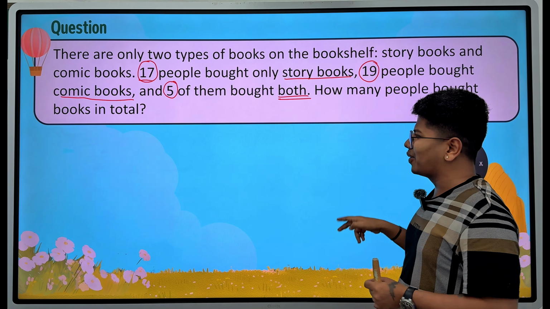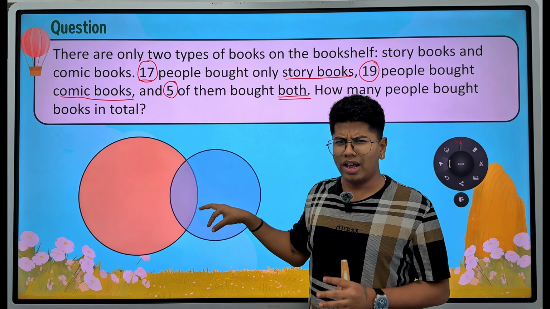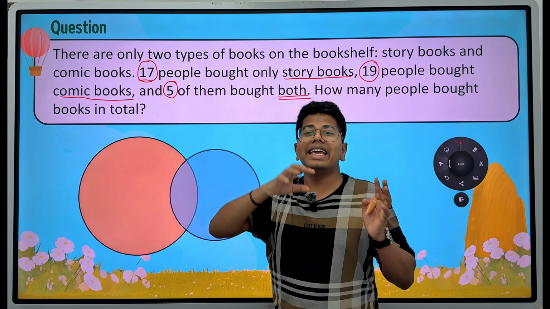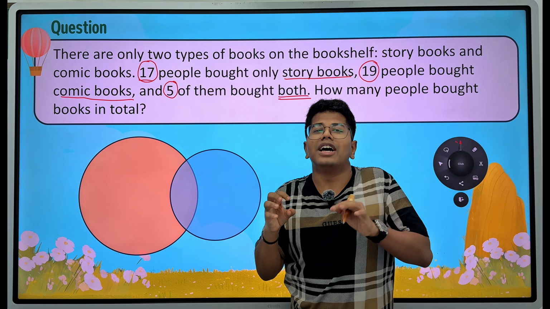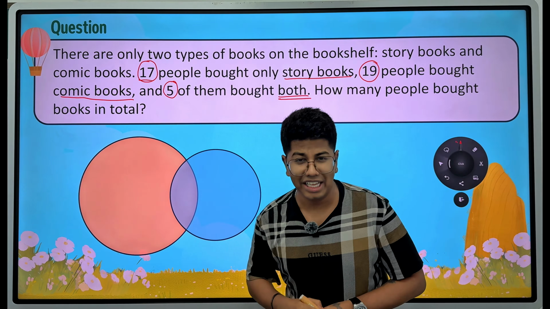So here let's say I draw the Venn diagram. Now one circle you can see is bigger, one is smaller. Because you can see the numbers here, 17 and 19. They are different numbers, one is bigger, one is smaller. So that is the reason why I made two different circles.